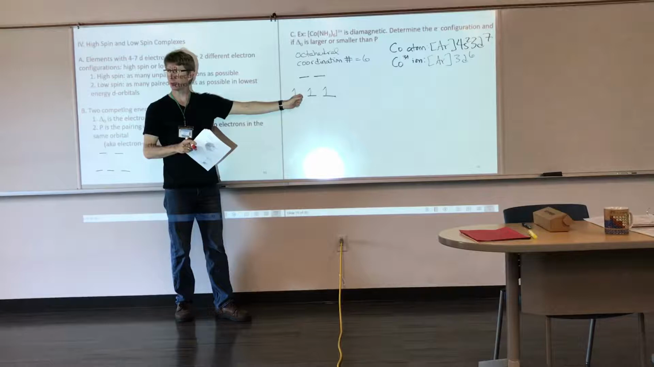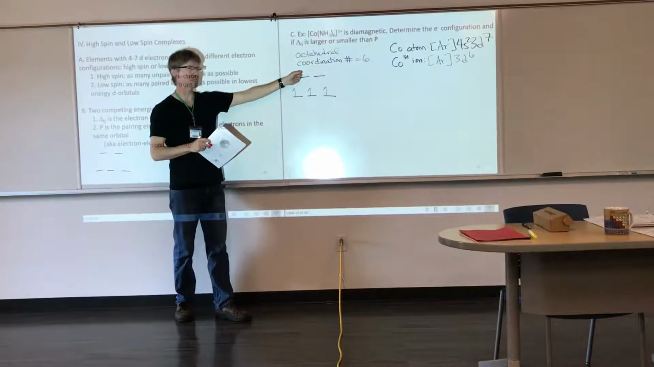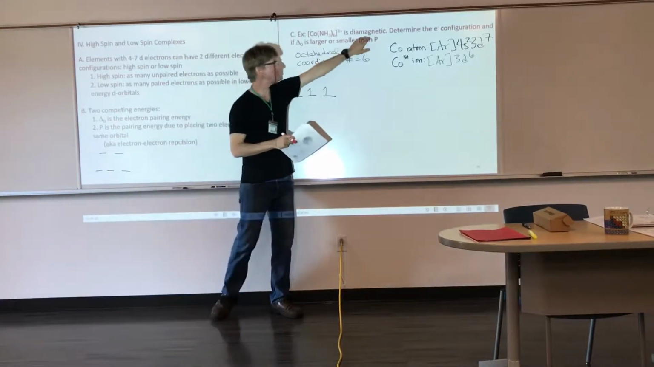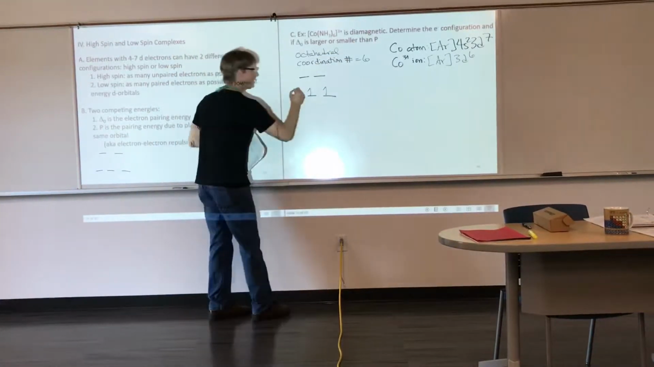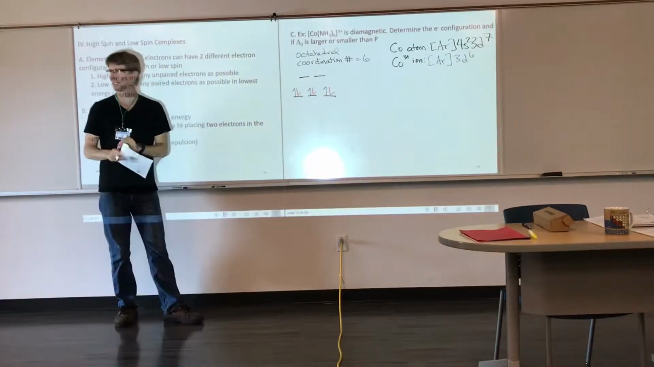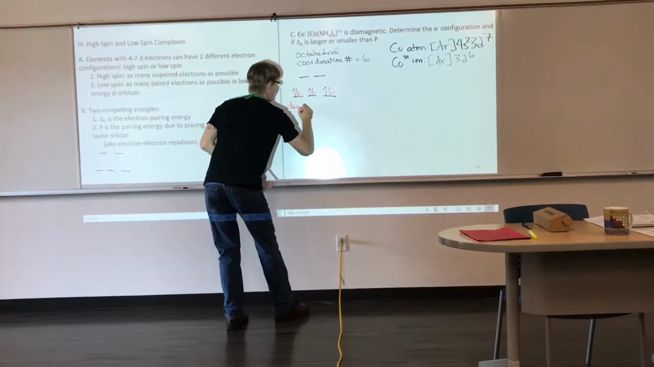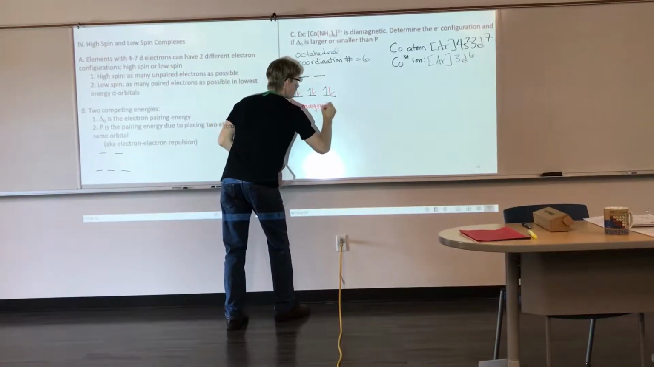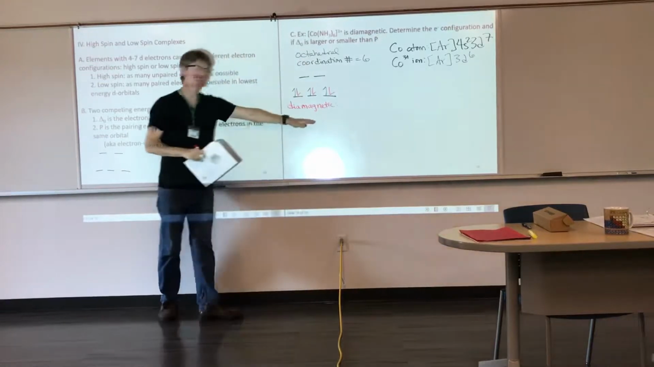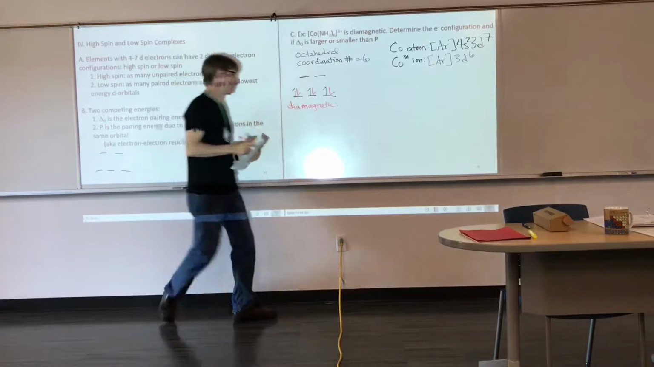Down here would be what's called the low spin choice because they will start pairing. Up here is the high spin choice. Since the problem says that the substance is diamagnetic, I will put the next 3 electrons down. So the fact that it's diamagnetic means that the electrons must be paired.